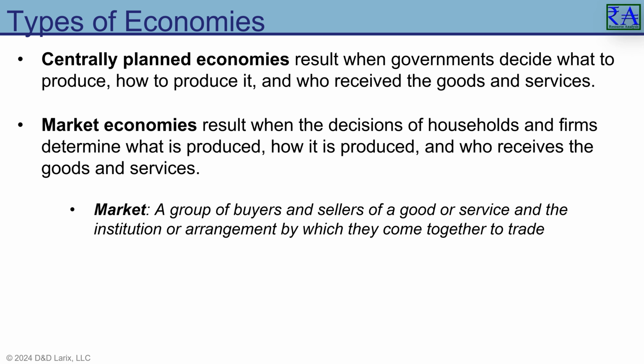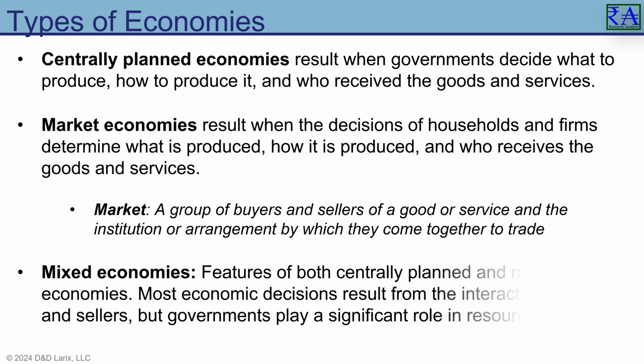Over the years, government roles have expanded to protect the environment, promote civil rights, and provide medical care to low-income individuals and the elderly. Given the significant role of government in these economies, many economists argue that it is more accurate to describe the economies of the United States, Canada, and Western Europe as mixed economies. In a mixed economy, most economic decisions result from the interactions of buyers and sellers in markets, but the government also plays a crucial role in resource allocation.